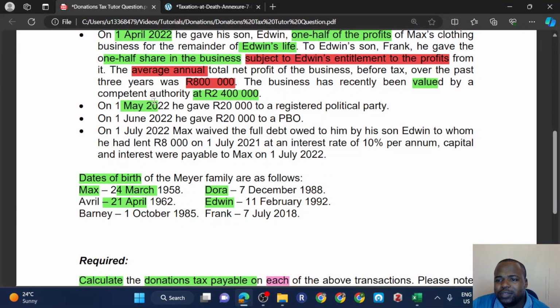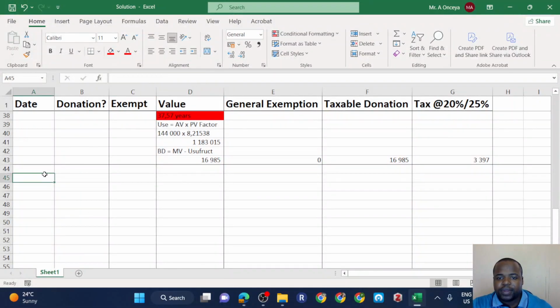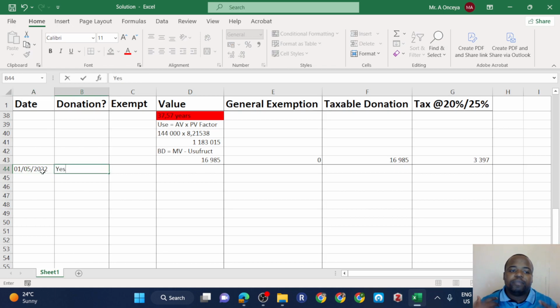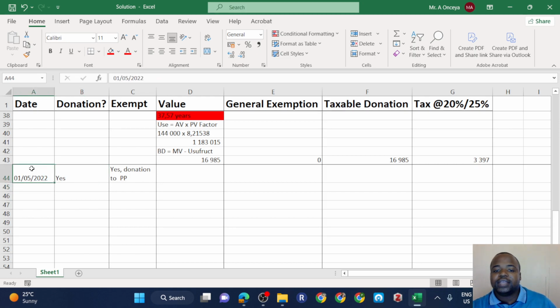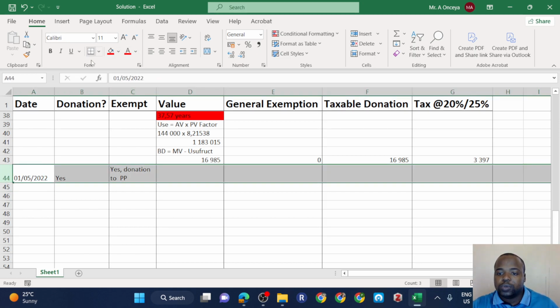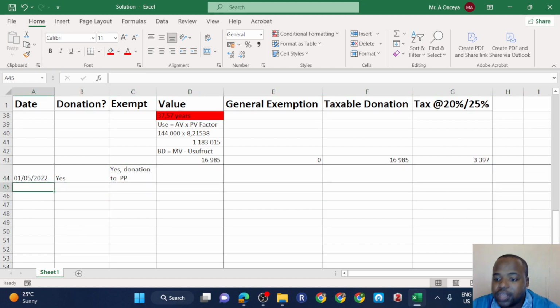We're told here that on 1 May 2022, he gave 20,000 rands to a registered political party. We quickly do that, 01/05/2022. Is this a donation? Yes, he has gratuitously disposed of property of 20,000 rands in cash to a political party. Is it exempt? Yes, because donations to political parties are exempt. And you move on. Like I said, once you've said it's exempt, don't do any extra things. You'll only confuse yourself. Just move on.